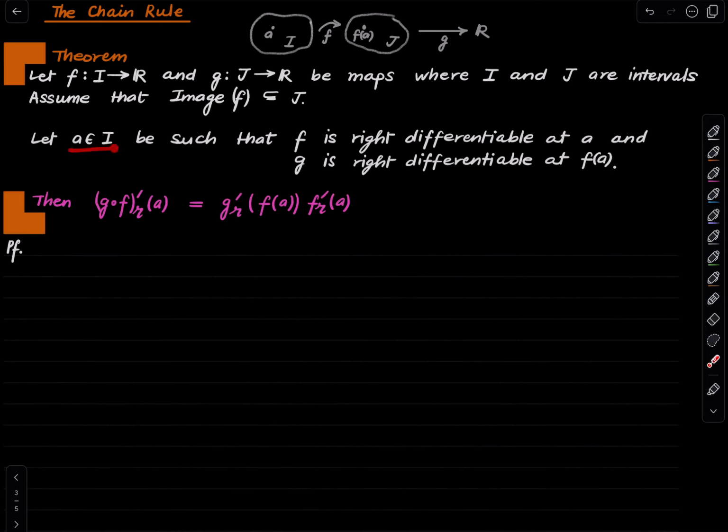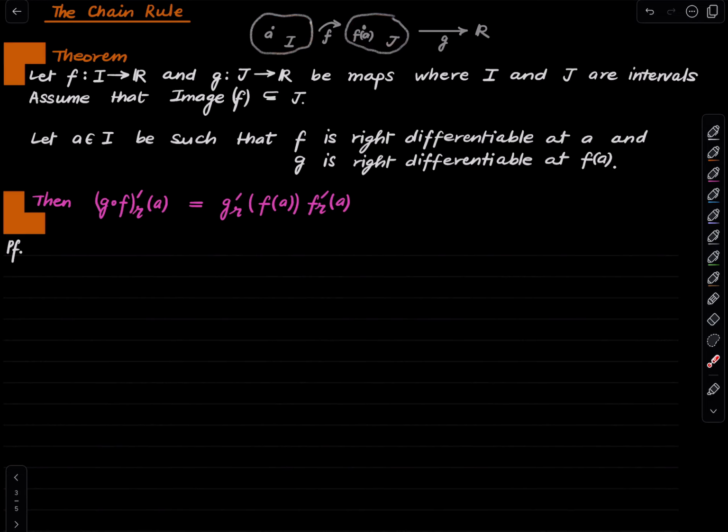Let a be a point in I such that f is right differentiable at a and g is right differentiable at f of a. And when we have said it, we have already implicitly assumed that a is not the right boundary point. Otherwise, there is no question of right differentiability. And similarly, f of a is less than the supremum of J. Just for understanding, you can take I and J as open intervals or just open sets. This interval hypothesis is not very important. For understanding, that is the best.